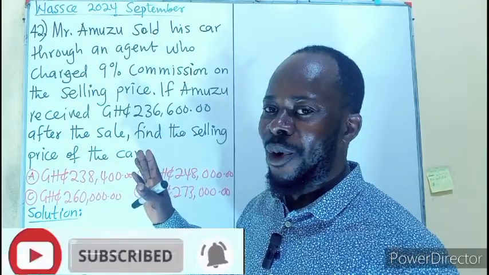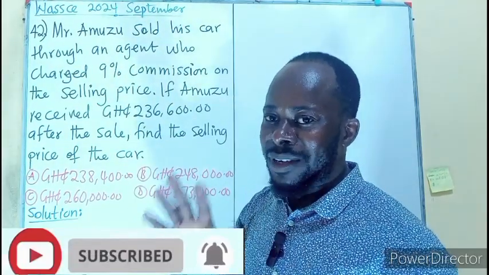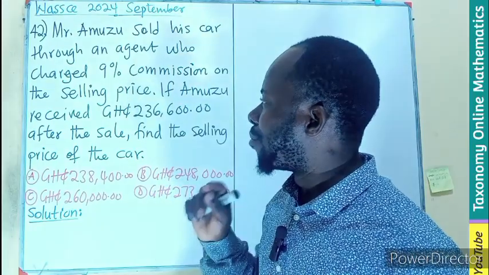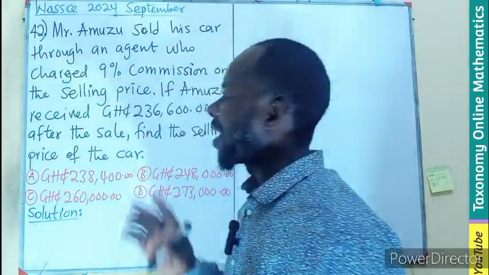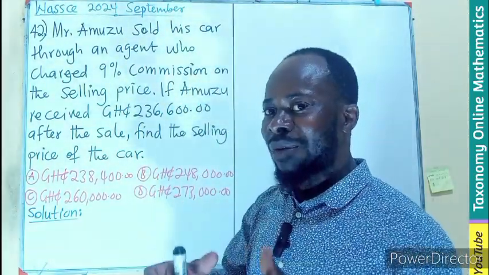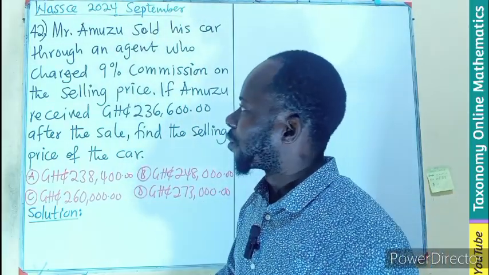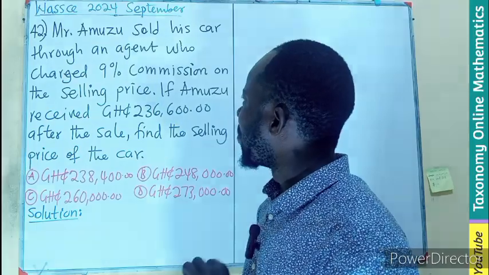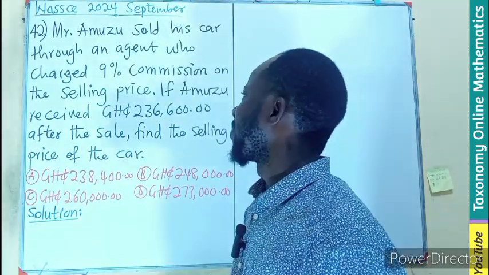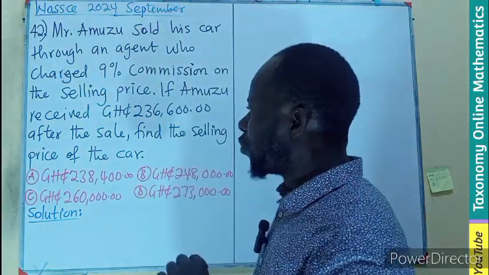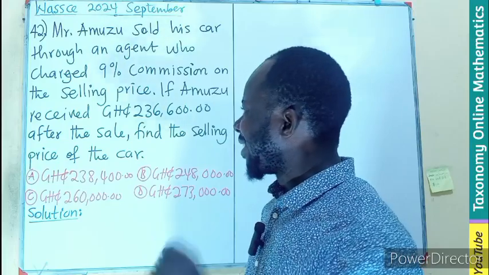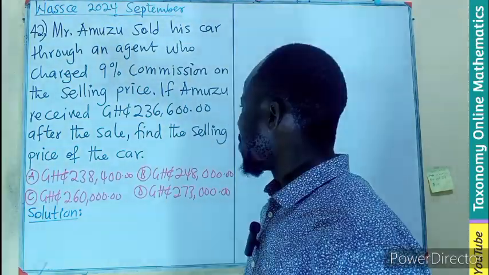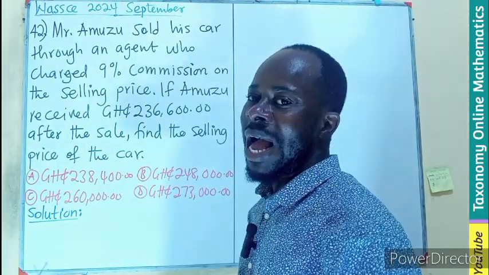So we have a question on commission. This is WASSCE 2024 September edition. Mr. Amuzu sold his car, in this case a car, but we are taking it as a rental of a house, through an agent who charged 9% commission on the selling price. So if Mr. Amuzu received 336,600 Ghana cedis after the sales, find the selling price of the car.